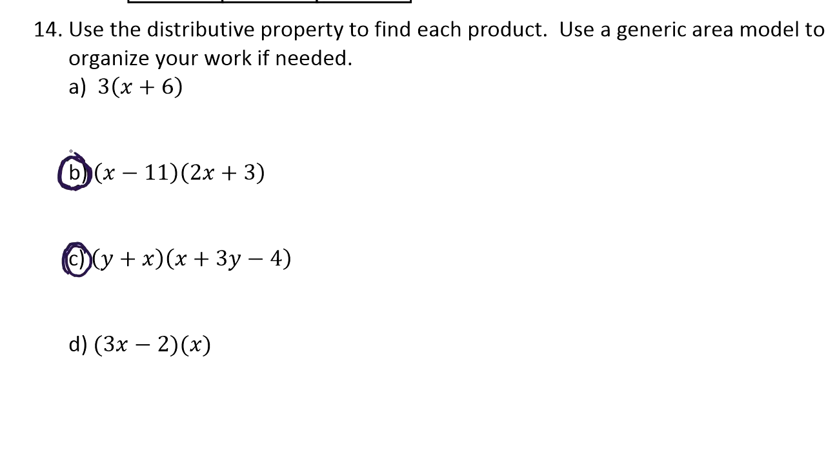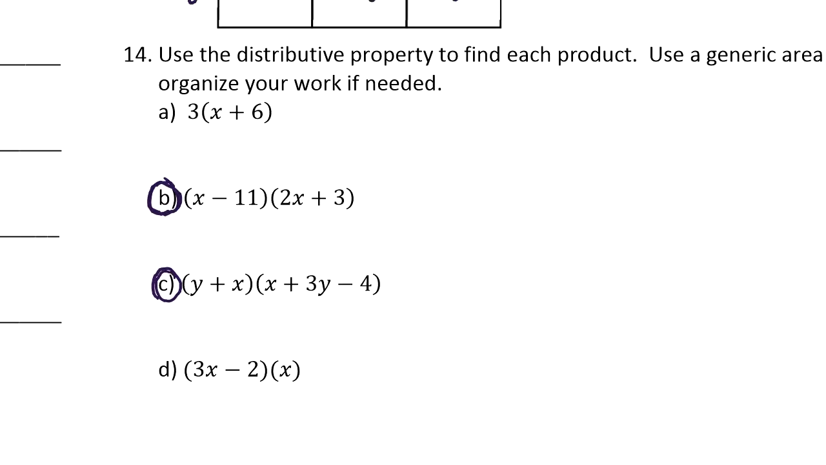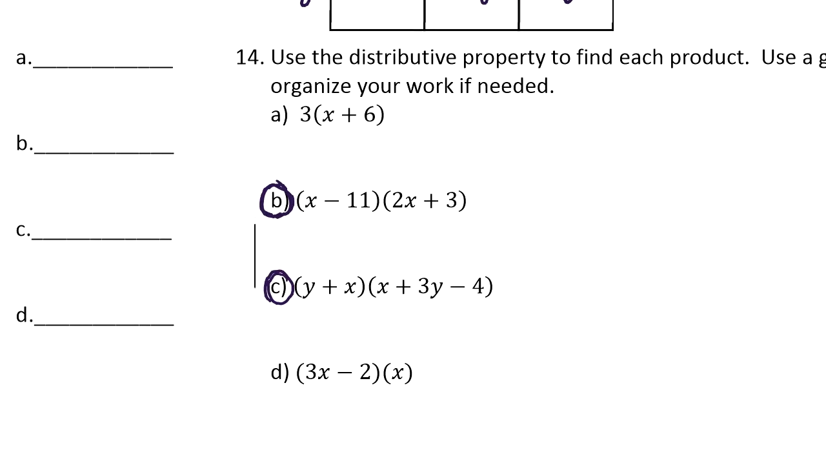Now A and D we could probably do without the generic area model. In fact, I'm going to do that first. The simplest form of the distributive property is I'm just going to distribute this 3 to the two terms that are inside of the parentheses. So this is going to become 3x plus 18. 3 times x is 3x and 3 times 6 is 18.